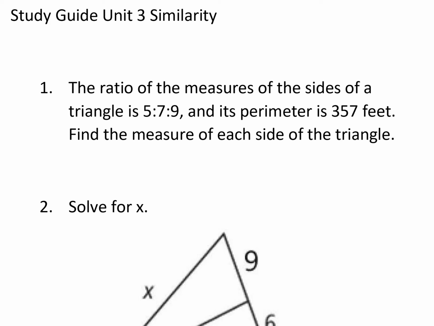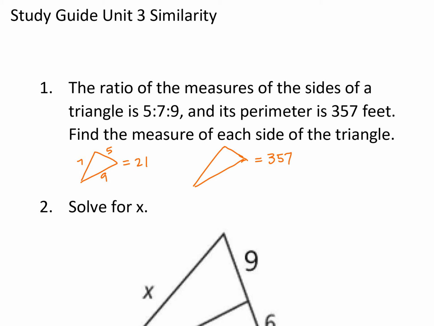All right, welcome to the study guide walkthrough for Unit 3, which was on similarity. The first question has to do with the ratio between one triangle that has sides of 5, 7, and 9, and another triangle in the same proportion that has a perimeter of 357 feet. The first triangle has a perimeter of, let's add up, 9 plus 7 plus 5, and that is 21.